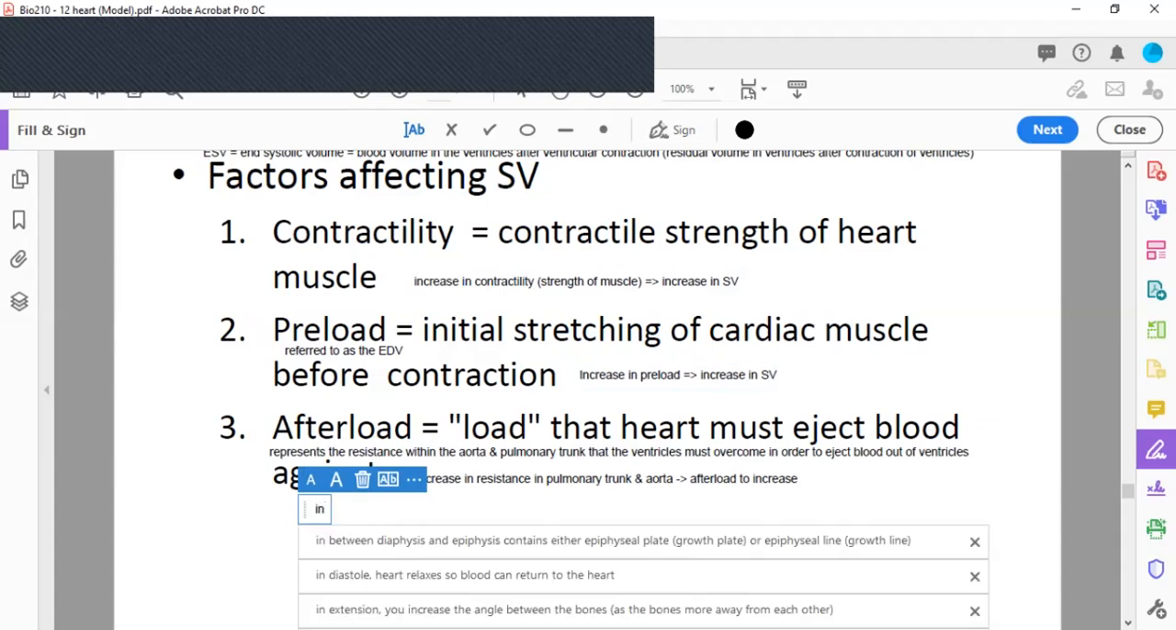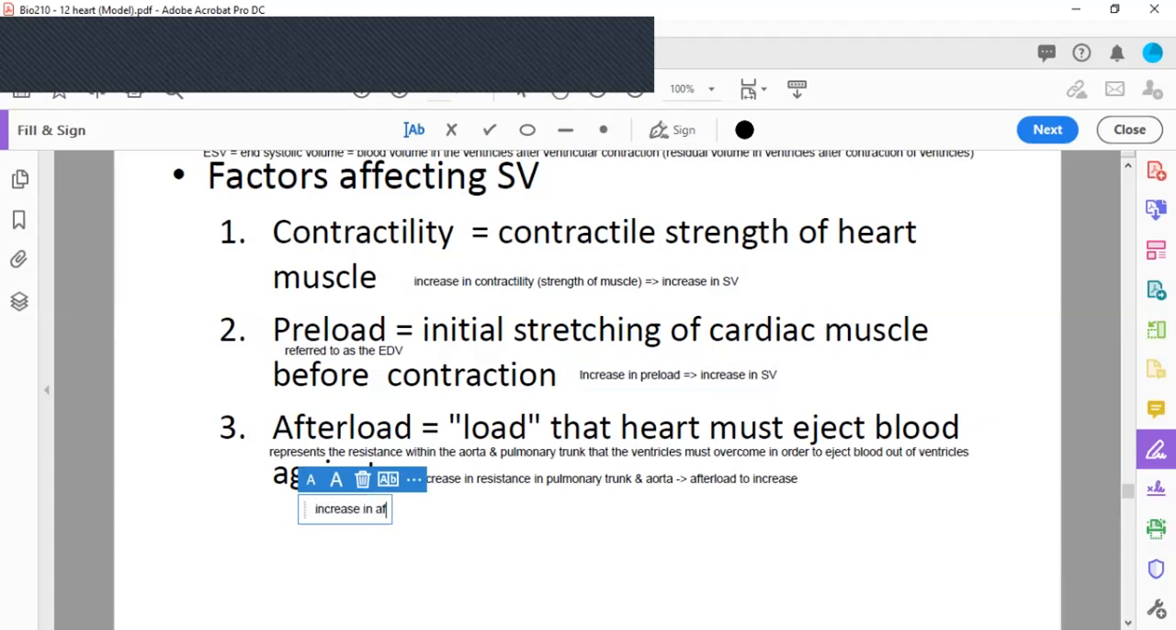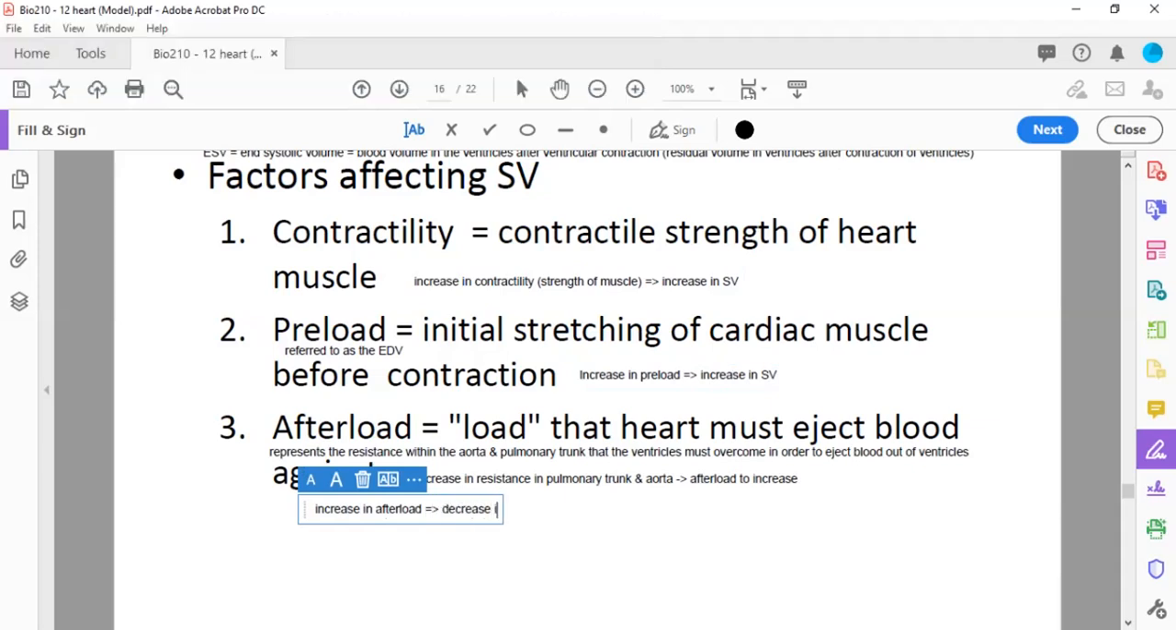an increase in afterload will cause a decrease in stroke volume. So the more resistance found in the aorta and pulmonary trunk, the less volume will be ejected, unless the ventricles increase the force of the contraction.